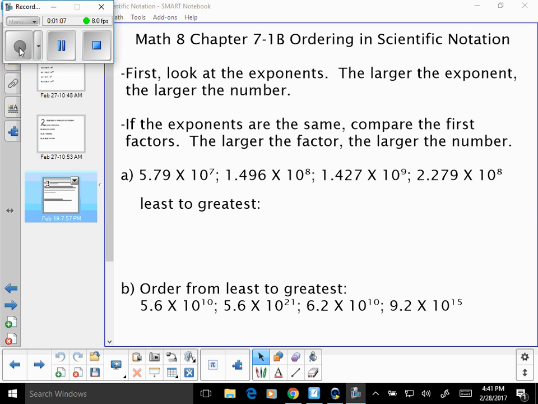First of all, take a good look at the numbers. 5.79 times 10 to the 7th, 1.496 times 10 to the 8th, 1.427 times 10 to the 9th power, and 2.279 times 10 to the 8th. You should notice right away that you have one number there with a power of 7 and one with a power of 9. That is going to be your least number and your greatest number.